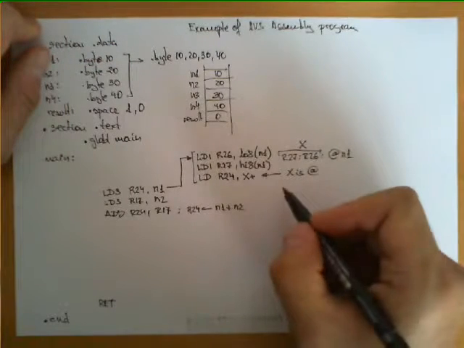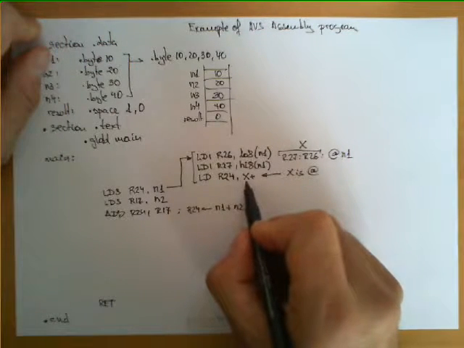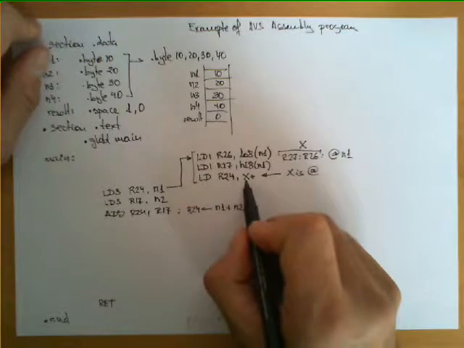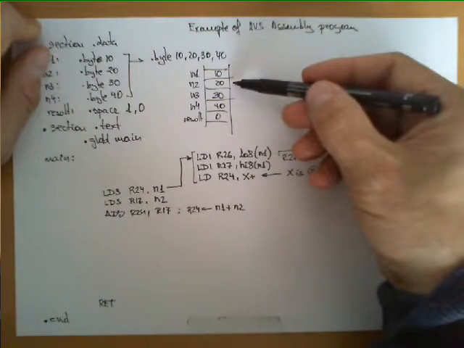The other trick that I'm interested in showing is that now I have a very interesting situation. Register X contains the address of the following number to add.